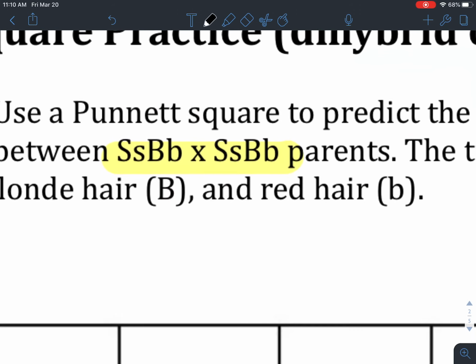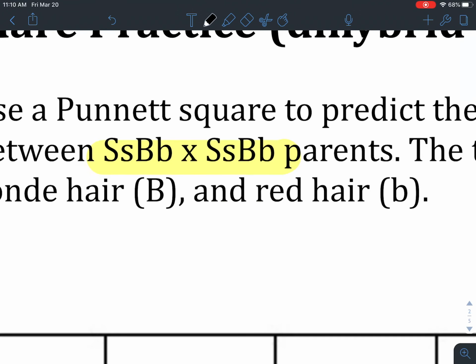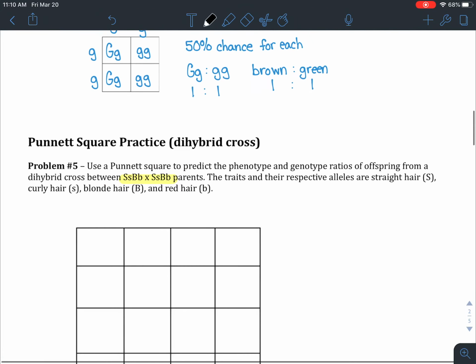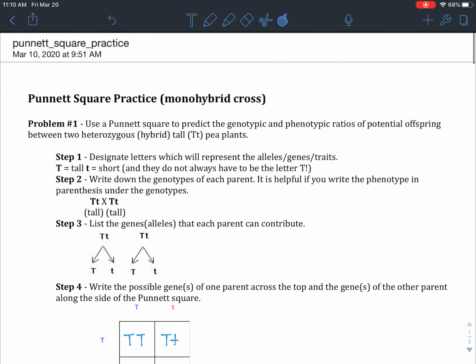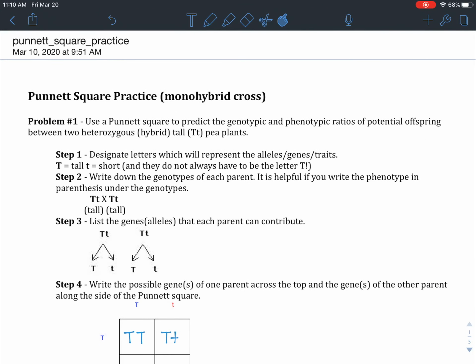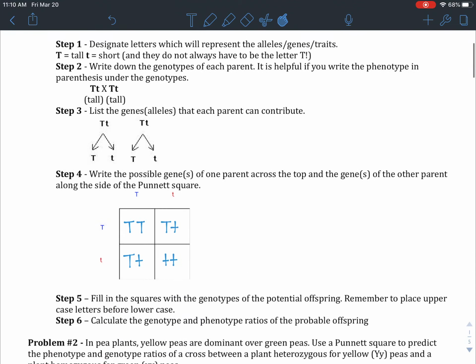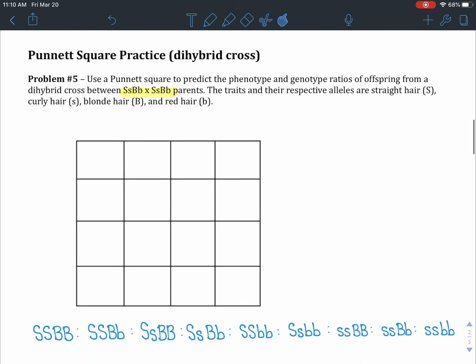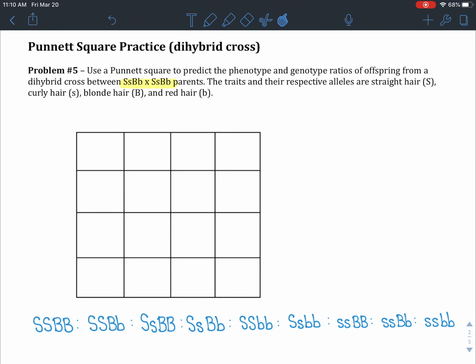A true dihybrid cross is when we have two individuals that are crossing that are heterozygotes for each gene that you are studying. So in this practice problem, and just to clarify where this practice problem is coming from, this was the Punnett Square practice worksheet that you had completed prior to going on break. Okay, so it is problem number 5 that we're looking at.